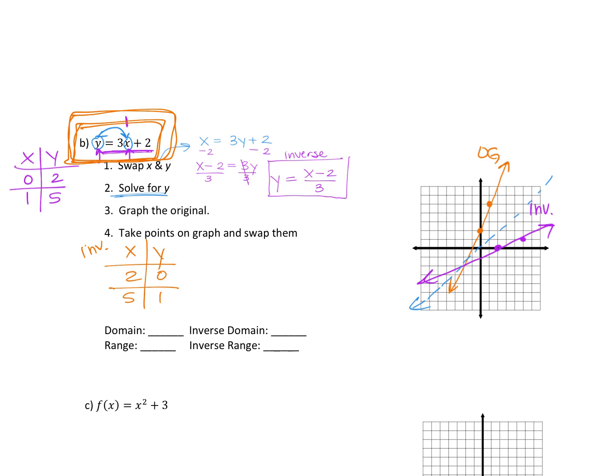3x plus 2 is the one equation. So 3x plus 2. Okay, that's your one equation. Your other equation is x minus 2 divided by 3. So you got to put parentheses around the x minus 2. X minus 2, and then divided by 3. Okay, so those are my 2 equations.